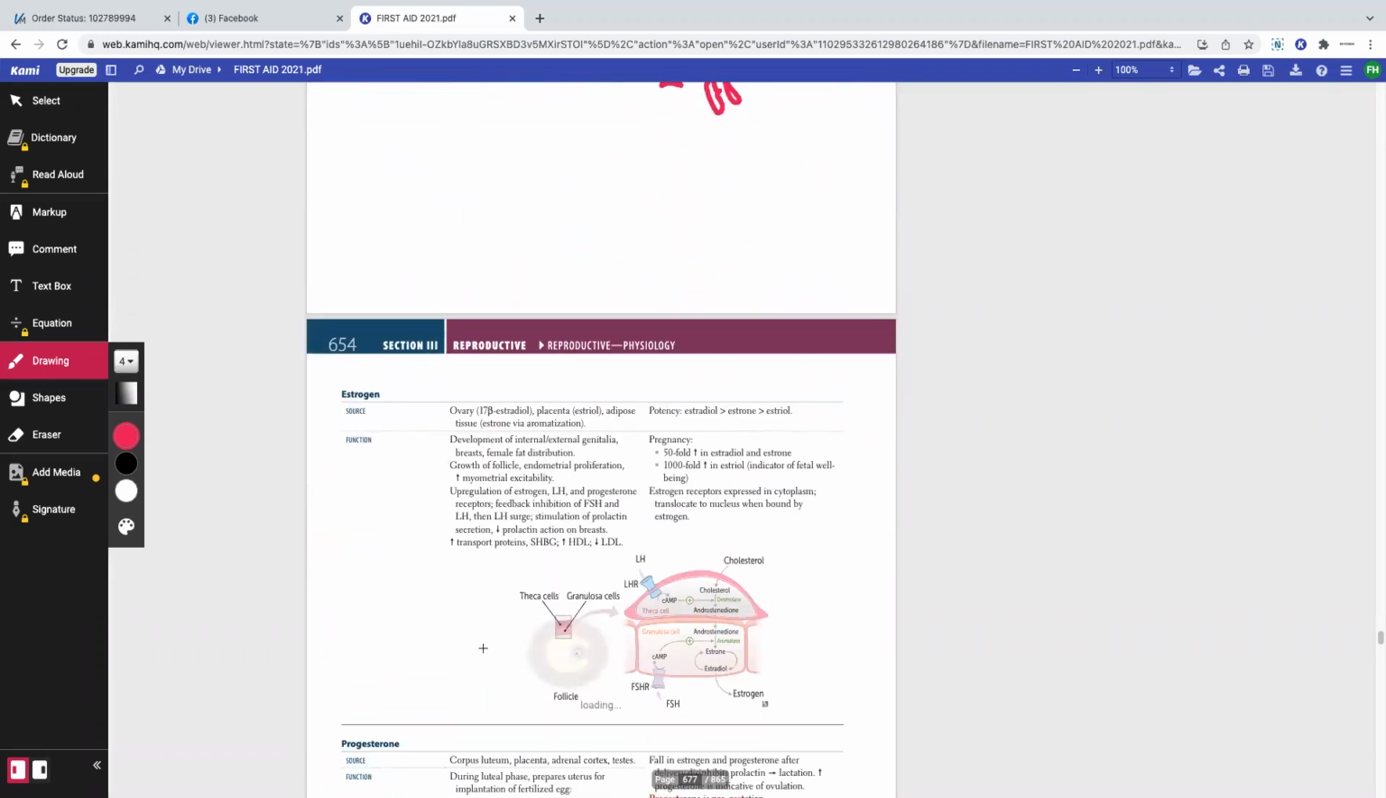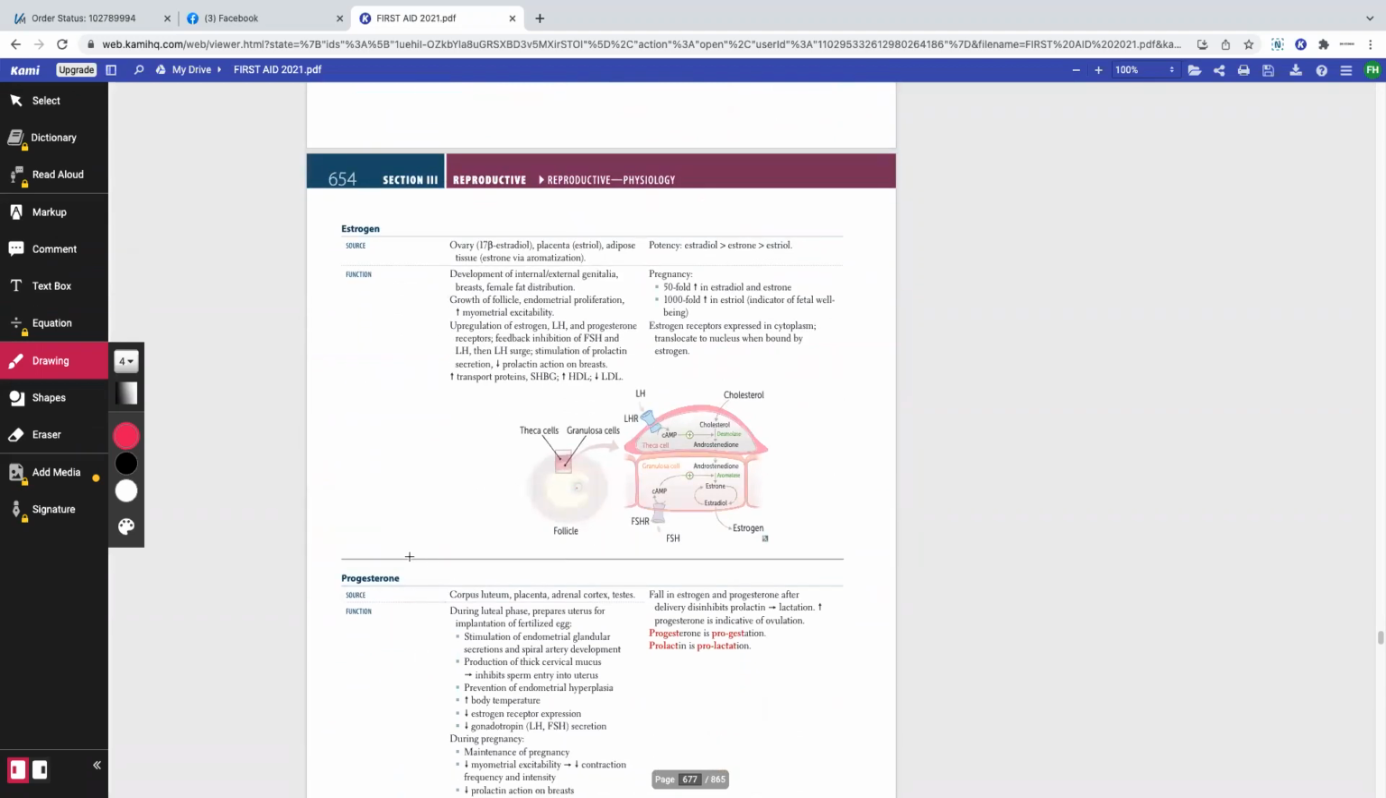Okay, next, let's talk about some hormones very quickly. Let's talk about the first high yield female hormone, that is estrogen. This is the ovaries, for example. This is an ovarian follicle. If you take a small section of the ovarian follicle and visualize it, what will you see? The ovaries are lined like this.